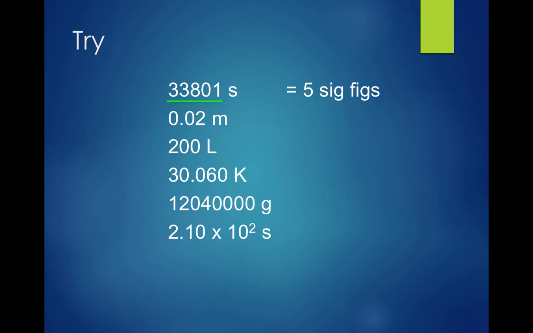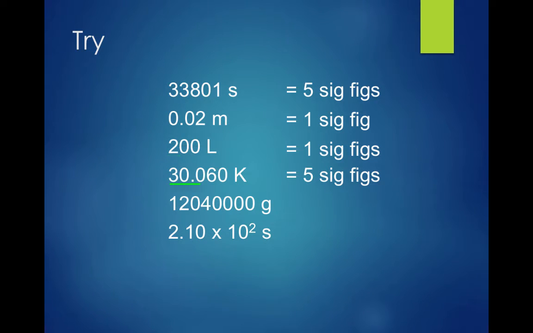5 sig figs. The 0 in the middle counts. It's surrounded by 2 non-zero digits. 1 sig fig. The leading zeros are placeholder zeros. 1 sig fig. The trailing zeros are placeholder zeros. 5 sig figs. The 2 zeros in the middle count. They're surrounded by 2 non-zero digits. The 0 at the end counts because of the decimal point. 4 sig figs. The 0 in the middle counts because it's surrounded by 2 and 4. The 4 zeros at the end do not count because they are placeholder zeros. There's no decimal point. The 0 at the end counts because it's a trailing zero following a decimal point.